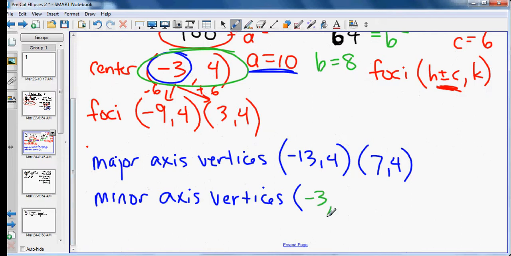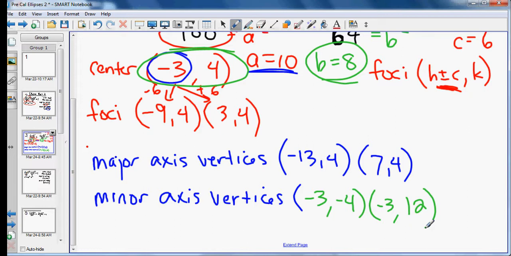So now I have all the important parts that were asked for. I have the two foci. I have the major axis vertices and the minor axis vertices. Now we're doing another example, but truthfully, if this felt like too much all at once, I'd recommend you back up and just watch this example again. The process is the same each time, so just make sure you understand the process of finding each one.